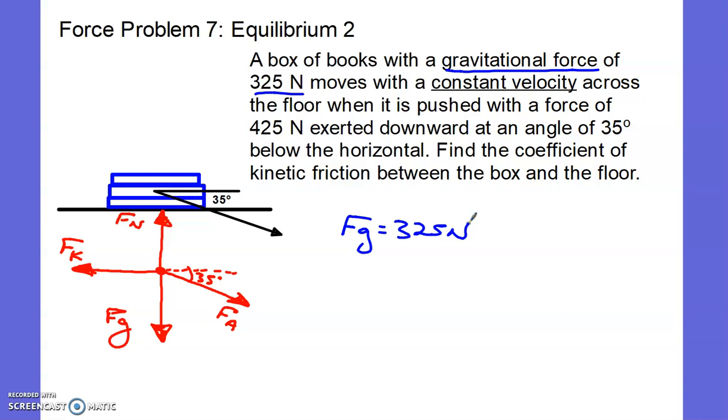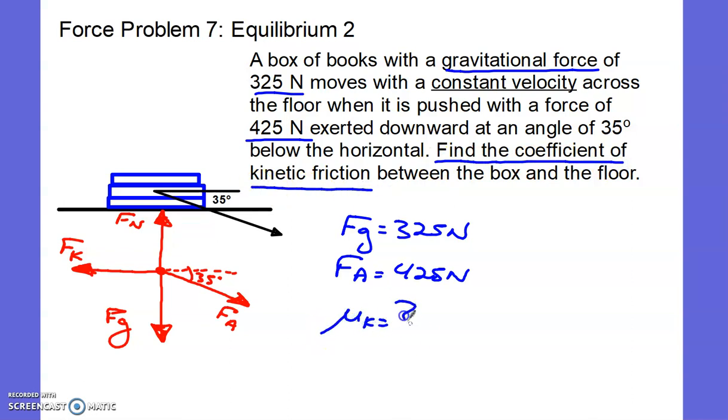We're also given this 425 newtons. That is our applied force. That's how much we are pushing at the angle. And the last thing that we have here is what we need to find. We need to find the coefficient of kinetic friction, and that is mu sub k. Coefficient is the symbol mu.